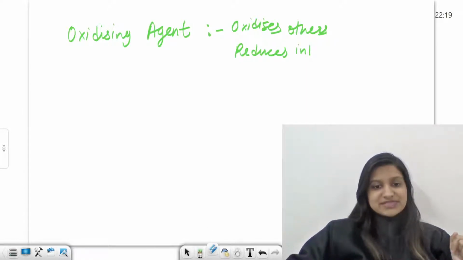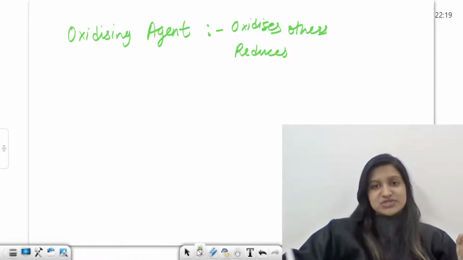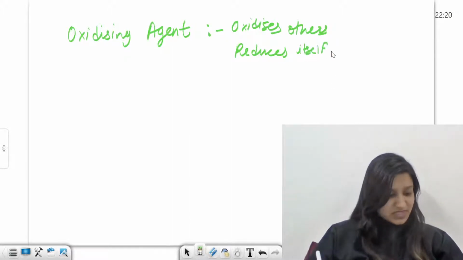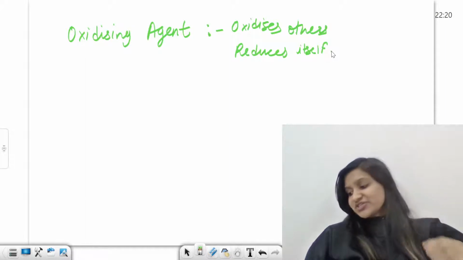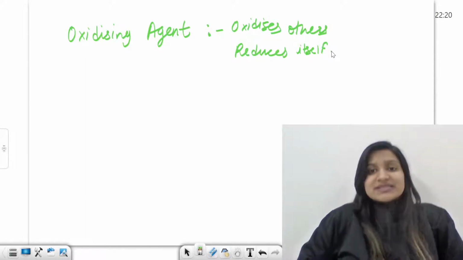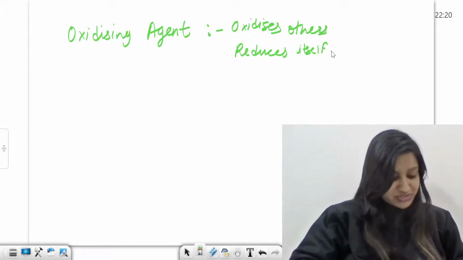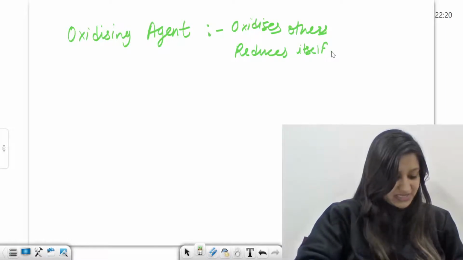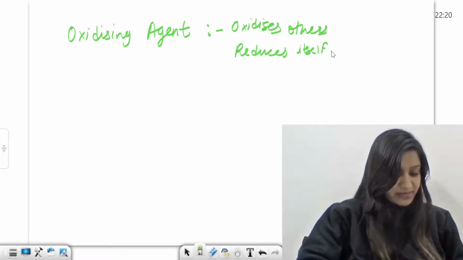Please remember this: whichever agent it is, it does the opposite to itself. So an oxidizing agent oxidizes others and reduces itself. Please remember this, it is very important information. All right.